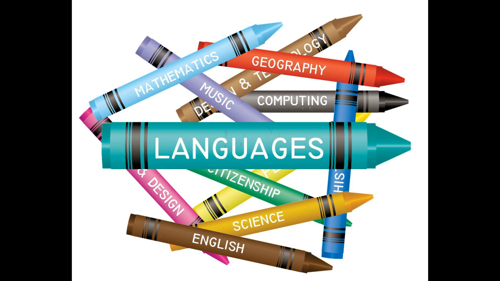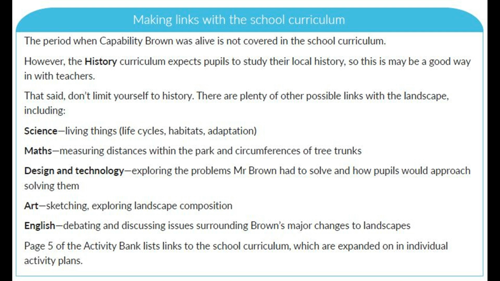You've got a brilliant environment where you've got science going on, you've got possibilities for thinking about maths. If any real brilliant link can come out from Capability Brown, it's his design and technology approaches in terms of all the problems he had to deal with in terms of moving trees and creating hills and landscapes and whatnot, and obviously art and English as well.